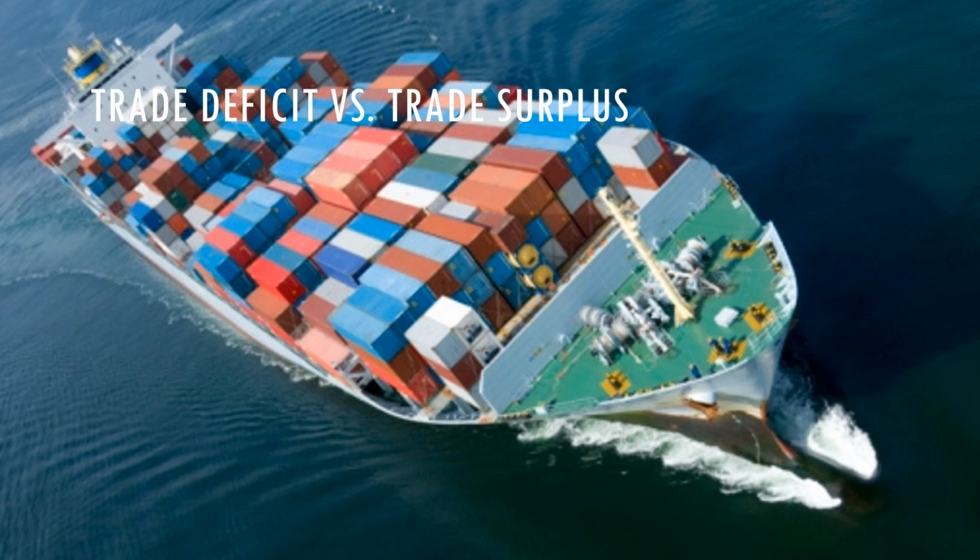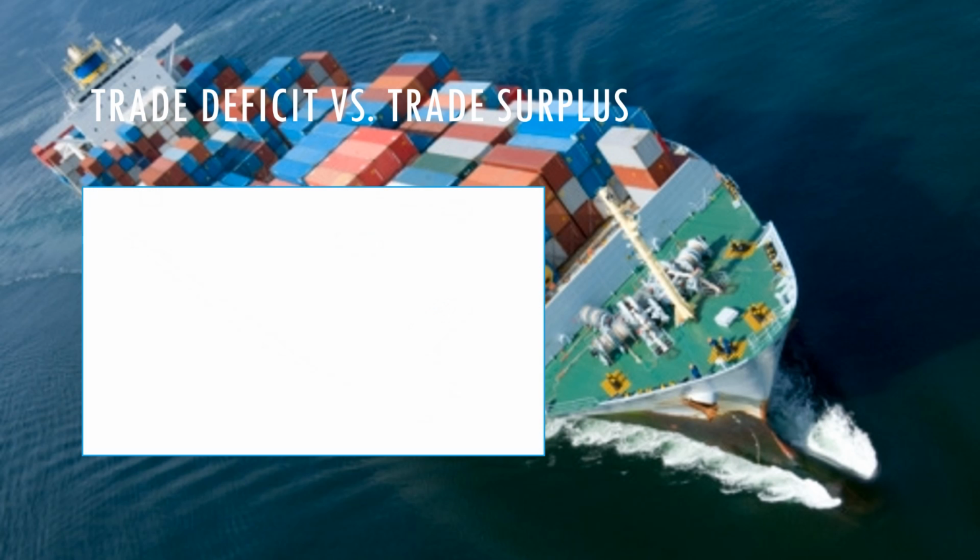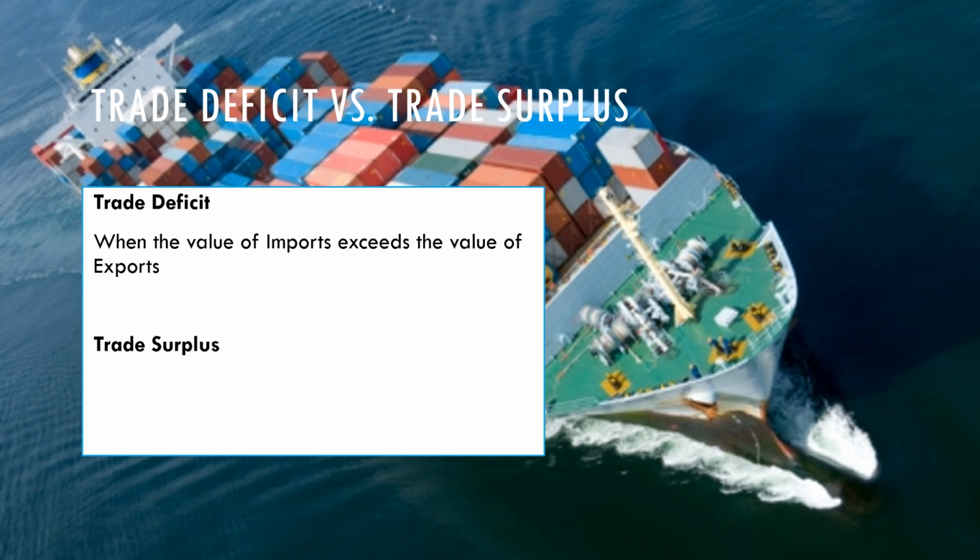So let's look at two key terms now, trade deficit and trade surplus. A trade deficit is where the value of imports exceeds the value of exports. So the balance of trade overall will be a negative number, M is greater than X. A trade surplus, on the other hand, is when the value of exports exceeds the value of imports. So normally this would be a positive value in the balance of trade, X is greater than M.